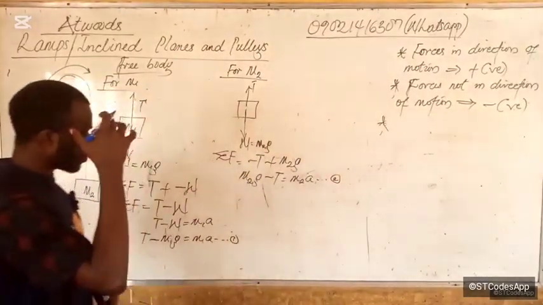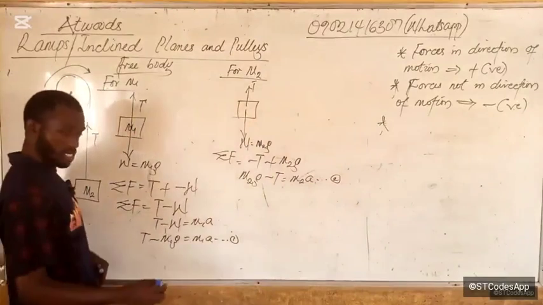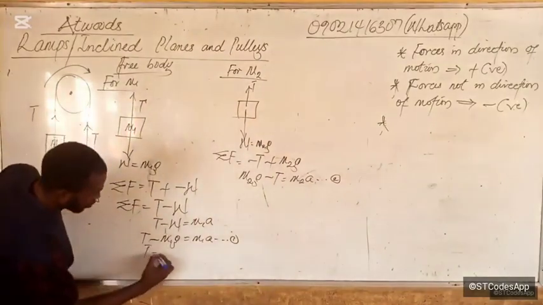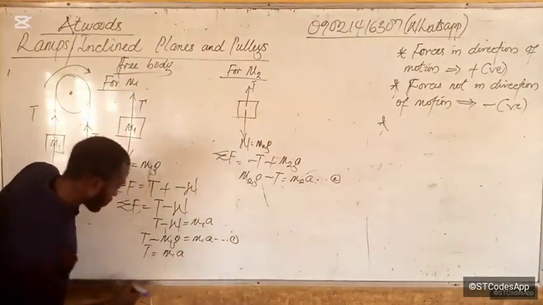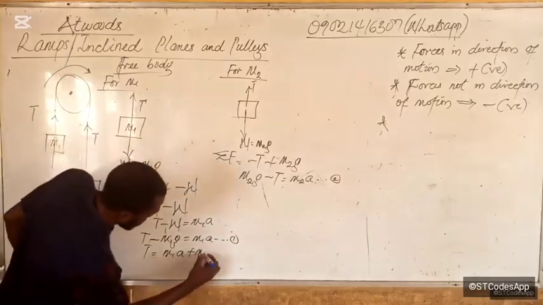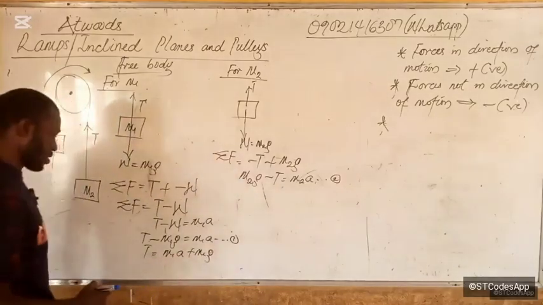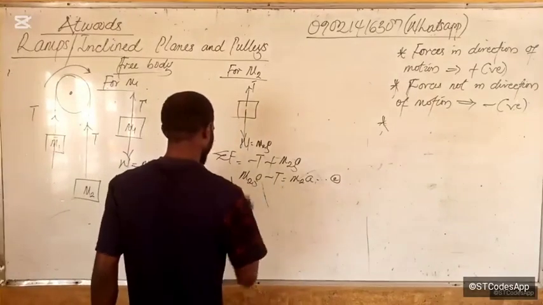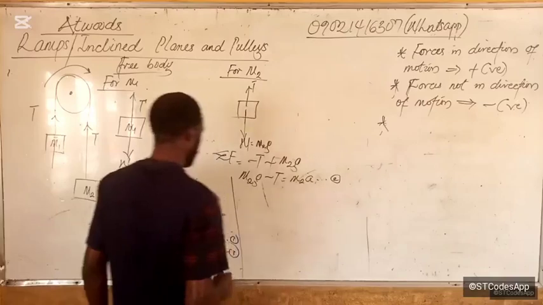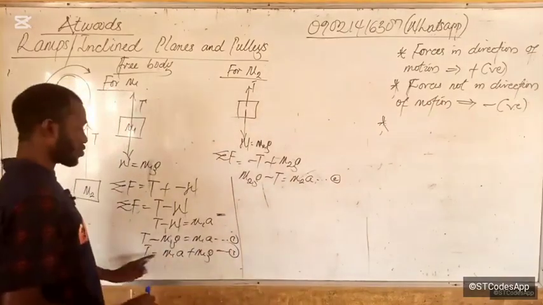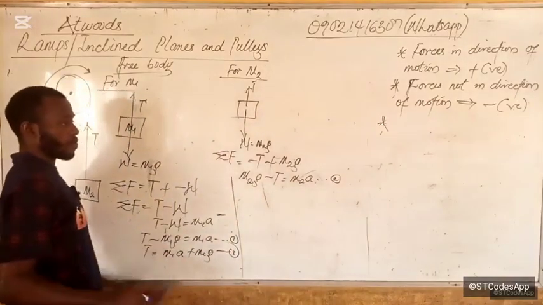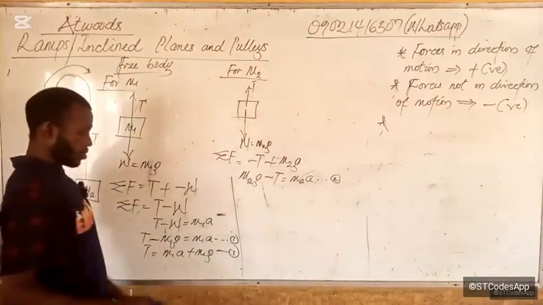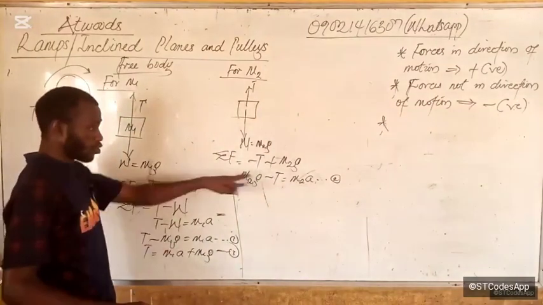Now, from equation 1, we can form equation 3. So T can be equal to M1A plus M1G. All right, and this will be equation 3. So we can now substitute to know the value of our acceleration, since tension is not given. We can substitute equation 3 for T. So this M1A plus M1G will be substituted for T.